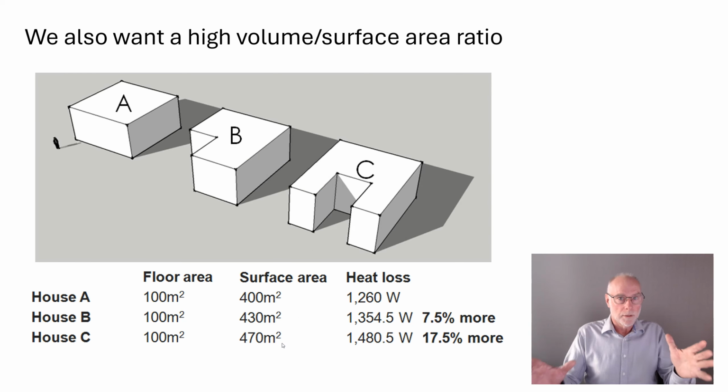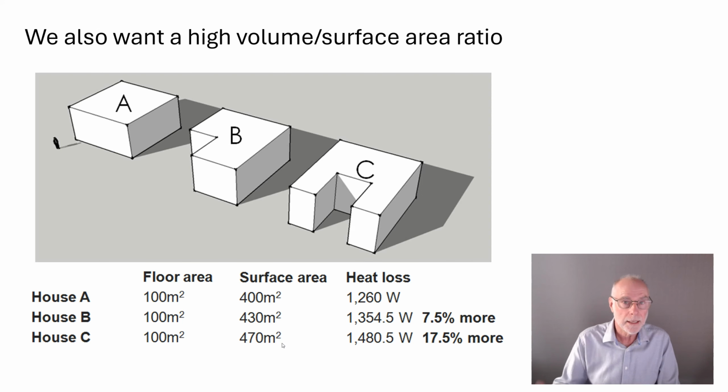So what we want is a relatively simple footprint to the house. The more corners you add, the more indents and changes to shape, the more heat loss you are going to get, and heat gain, compared with the volume of the house.